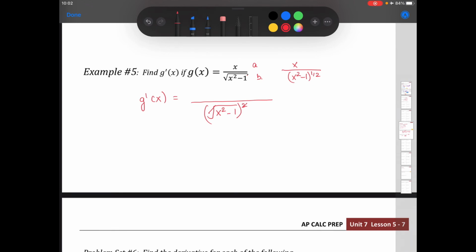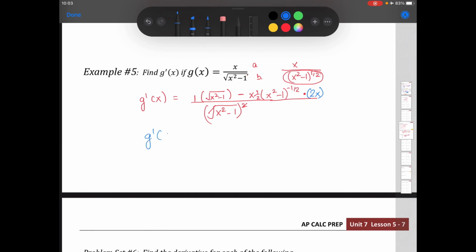And in the numerator, it's the derivative of the numerator, which is 1, times the square root of x squared minus 1, minus the numerator times the derivative of the denominator. So my denominator is this. So it's going to be times 1/2 (x squared minus 1) to the power of 1/2 minus 1, which is negative half, times now the derivative of the inside. So my inside is what? Just 2x. And I'm going to put this in parentheses.